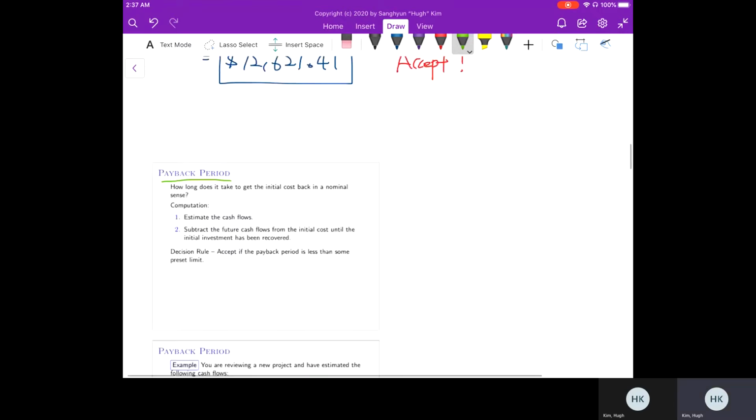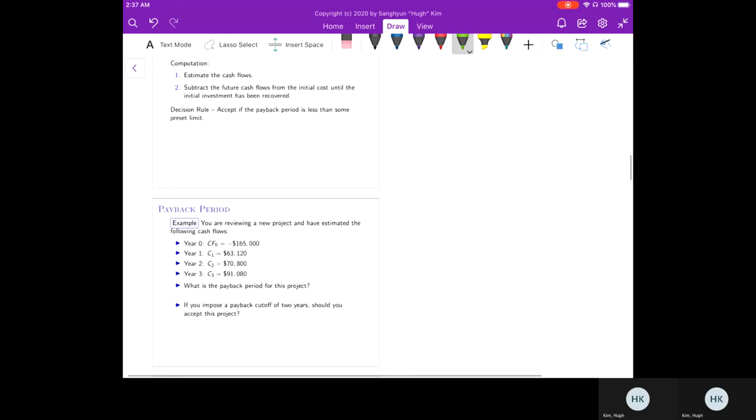Let's look at our example. This is the same example as before. We want to compute the payback period for this project. The initial cost of the project is $165,000. That's how much we need to recover.